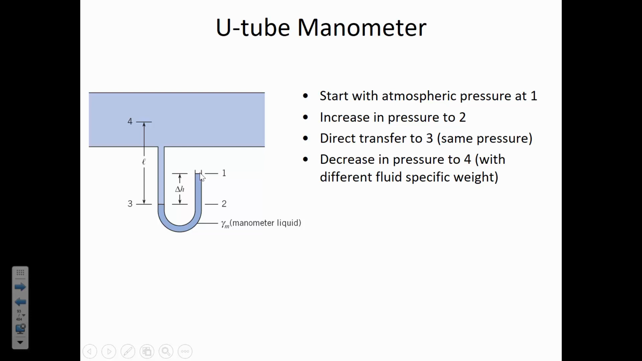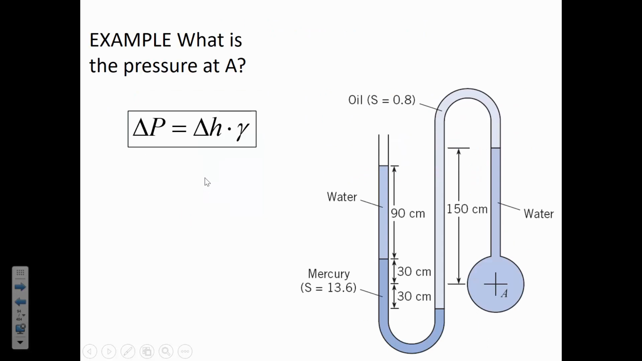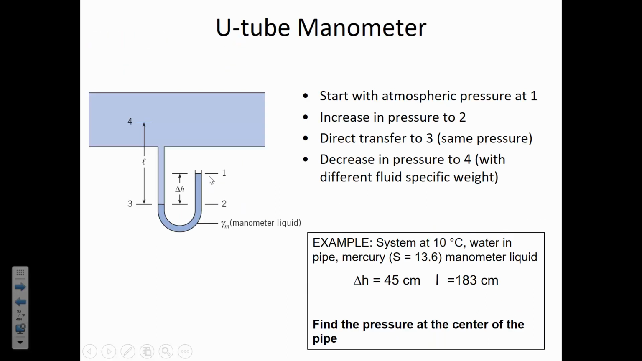Anytime we're going down through the fluid, the pressure is increasing. Anytime we're going upward through a fluid, pressure is decreasing. So here, our calculation strategy is pressure at 1 is 0. Pressure at 2 is pressure at 1 plus some change. And we're going to use the hydrostatic equation. Delta P is delta H times gamma of whatever fluid we're going through.